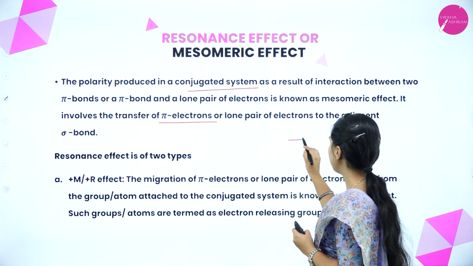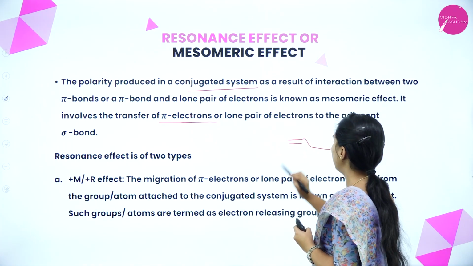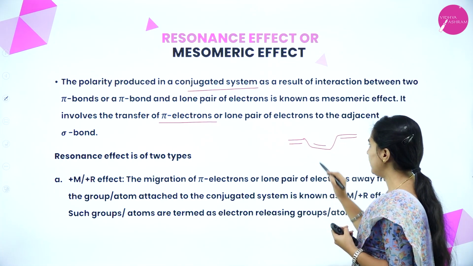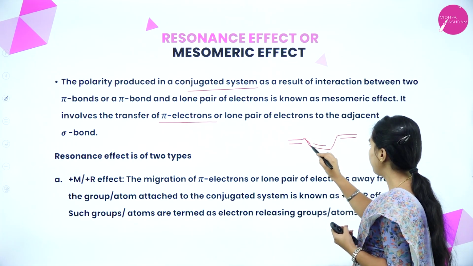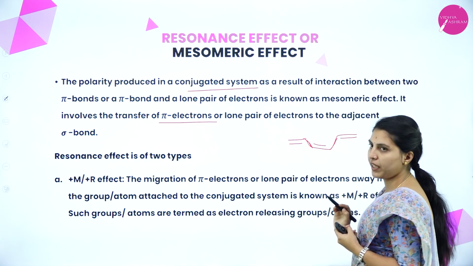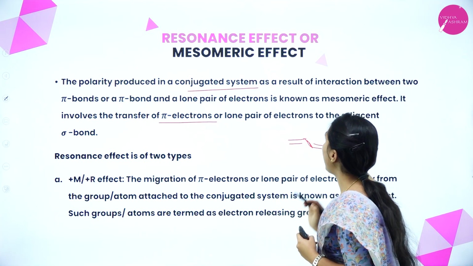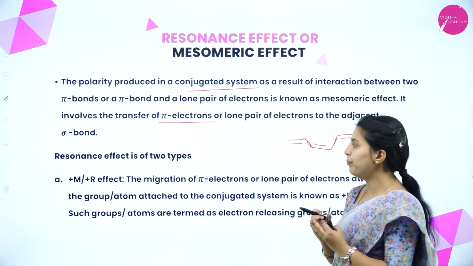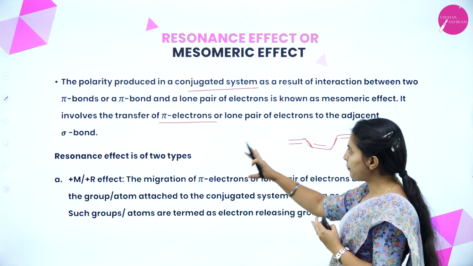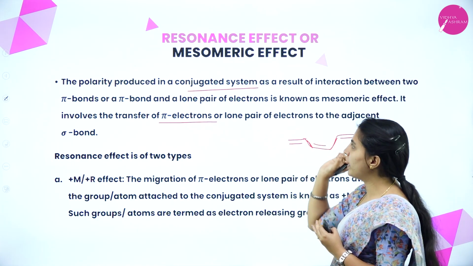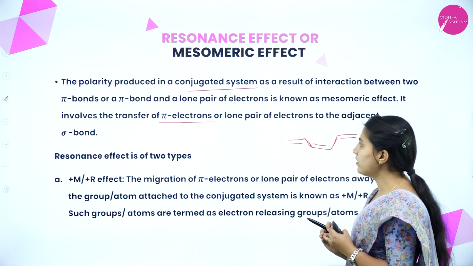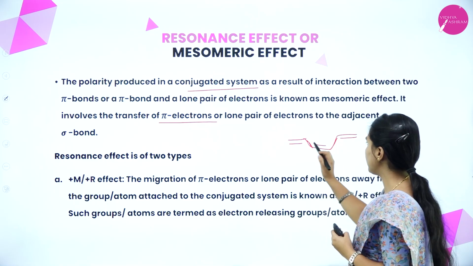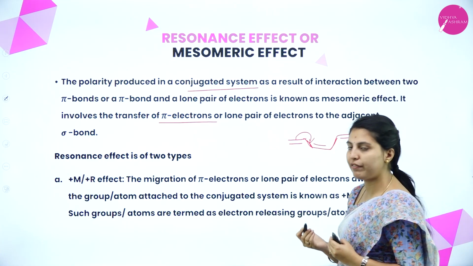Conjugated system means, see here, this is a double bond, which means the alternative double bonds will be present. Here is also a bond, but no double bond will be present. This is a conjugated system. Whatever effect is produced in the conjugated system as a result of interaction between 2 pi bonds, or a pi bond and a lone pair, will be called the resonance effect. It involves transfer of pi electrons or a lone pair of electrons to the adjacent system. Since this is adjacent, the transfer will take place.